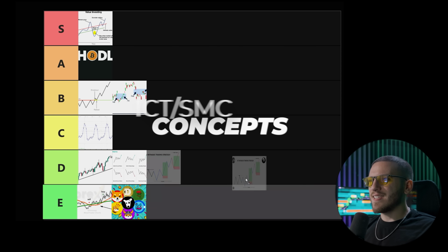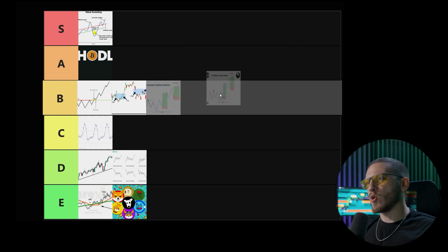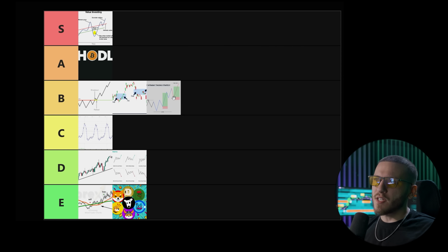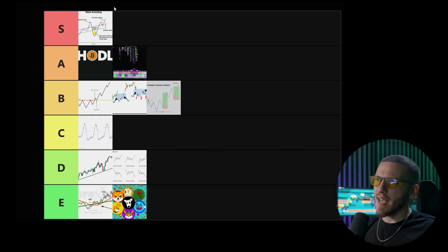Let's move with ICT concepts. I'm very torn on this one, guys. I'll give it a B tier. They are trying to overly simplify auction market theory models. So everything that relates to volume and order flow, I would give an absolute A tier, if not even S tier.